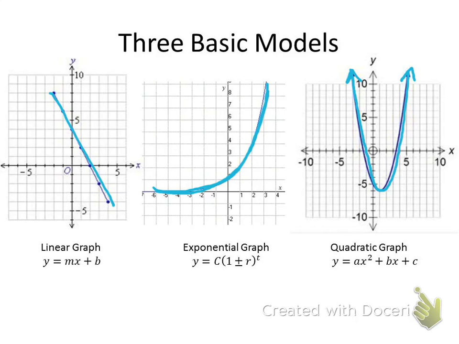So what we're going to be doing in today's lesson is they're going to be giving us all kinds of ordered pairs, about 5 ordered pairs, and they're going to say, tell what kind of graph these ordered pairs make. So we're going to have to graph it and say, oh, it makes a straight line, so it's a linear. Oh, it's a curved line, exponential. Or it's a U-shaped parabola, so it is a quadratic.